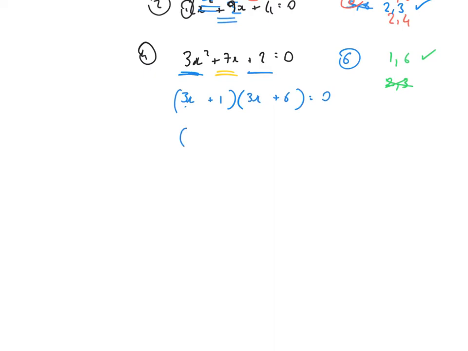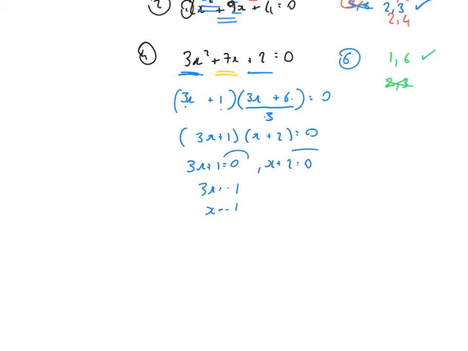Okay, first bracket, I can't take anything from 3 and 1, no common factor, so I write it down again. But from the second bracket, from 3 and 6, I can take 3. So 3 into 3x goes x, and 3 into 6 goes 2. 3x plus 1 could be 0, or x plus 2 could be 0. 3x could be minus 1, x could be minus 1 over 3, or x could be minus 2.